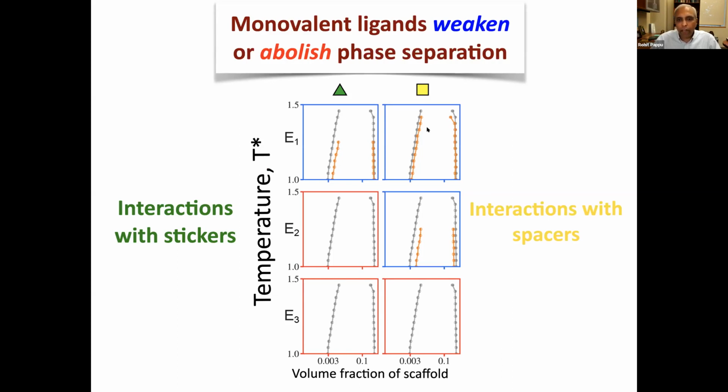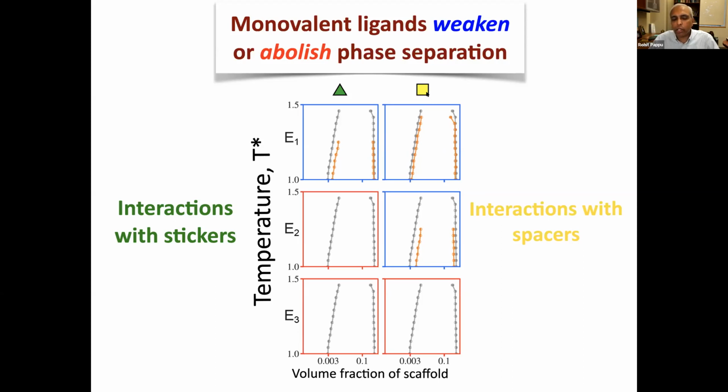The gray phase boundary is in the absence of ligand, and I'm showing you here one particular ligand concentration. The orange phase boundary is what happens in the presence of ligand. When we have monovalent ligands interacting with sticker sites, depending on the strength of the interaction between the ligand and the sticker, you either destabilize phase separation or basically abrogate phase separation. No big surprise here. You're competing with sites that are actually driving phase separation.